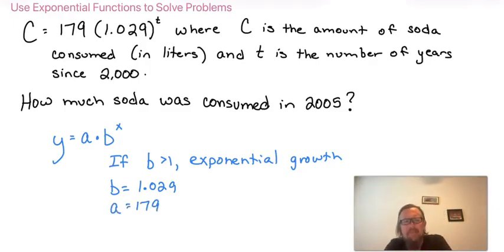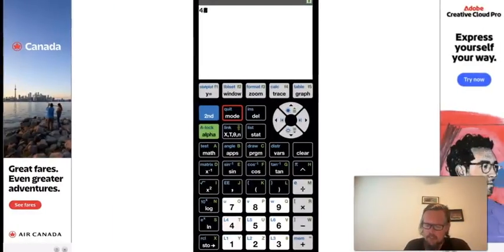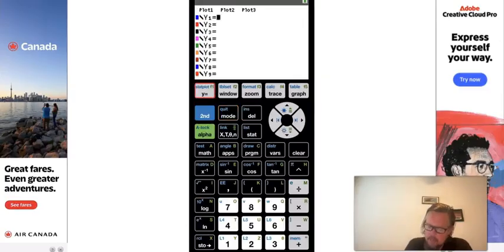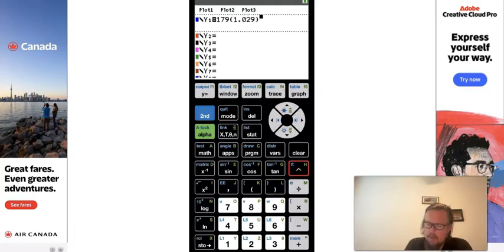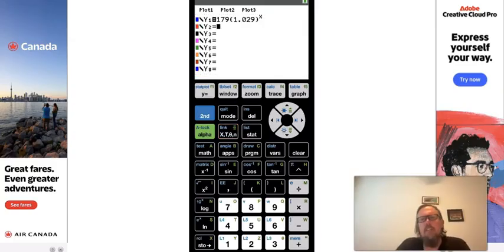What does that mean? What does 179 mean? Let's see if we can figure it out. Let's start by putting this function into our calculator. 179 times 1.029 to the power of t. So I'm going to go to my calculator and I'm going to put in 179 and then parentheses 1.029 raised to the power of, and of course calculators don't have t, we just use our variable button, so we'll do x there.